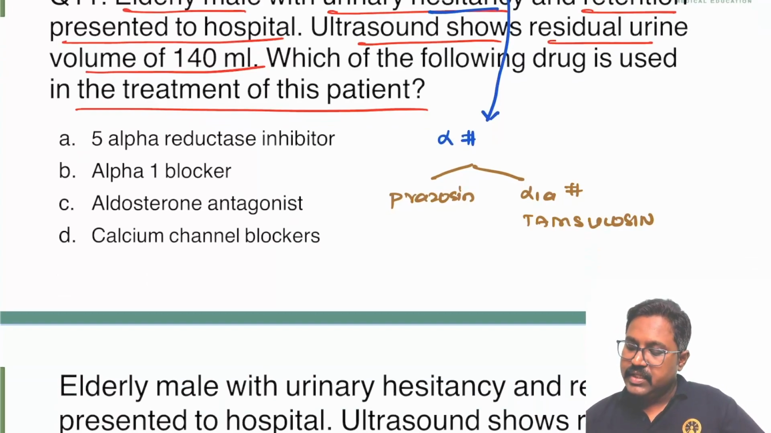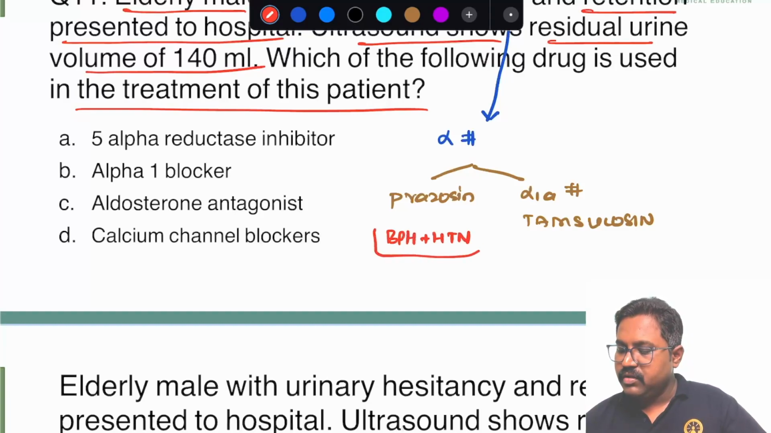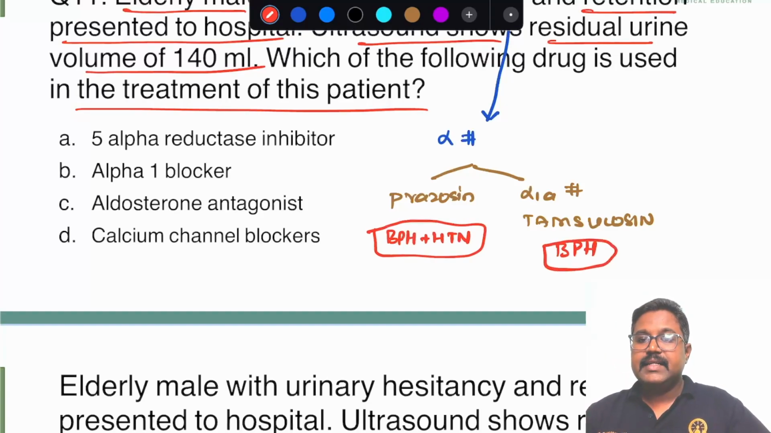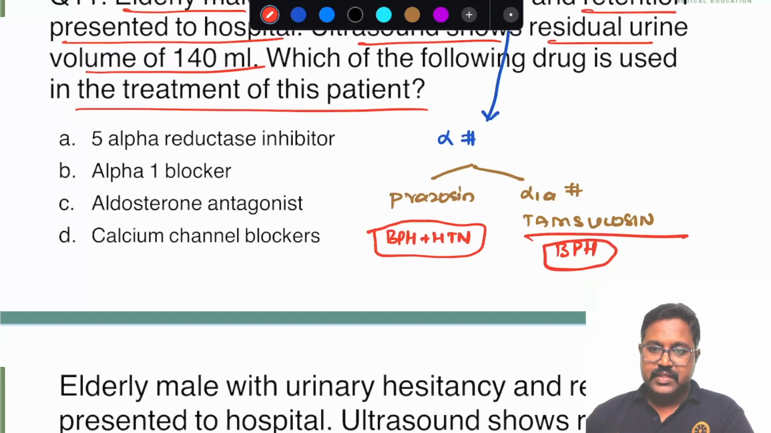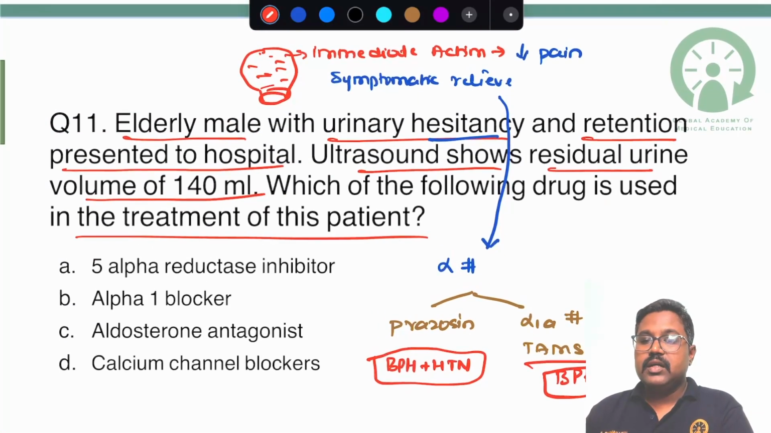One more important point you should remember here is, if the patient has BPH plus hypertension, then you should go for prazosin. For only BPH, the preferred drug will be your tamsulosin, because there is no risk of postural hypotension with tamsulosin. Is that clear? If this was the intention in the mind of the MCQ setter, then you should go for the alpha blockers. So let us see two more questions related to this.